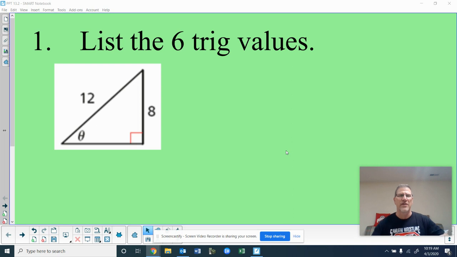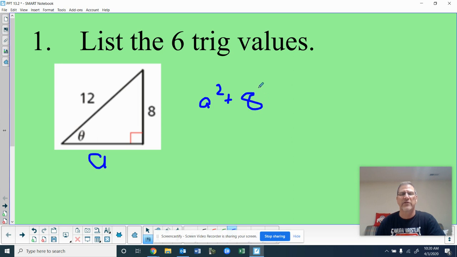So let's get started. On this first one, we have our hypotenuse is 12. One of the legs of our right triangle is 8. And we have to find that third side. So we're going to find that third side by using the Pythagorean theorem. We'll call this side A. So we'll say A squared plus 8 squared, the two legs, equals the hypotenuse squared.